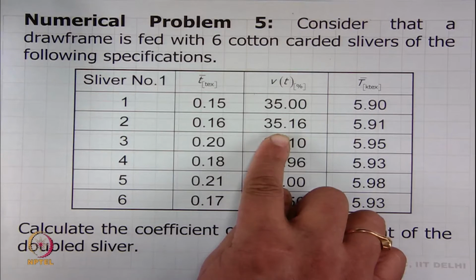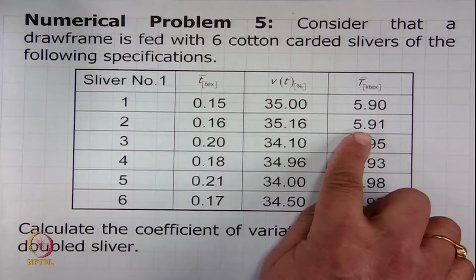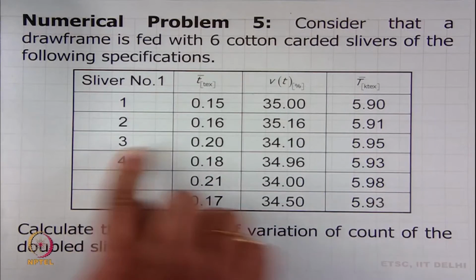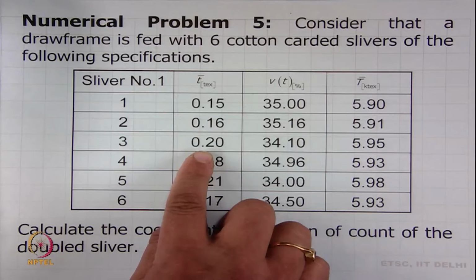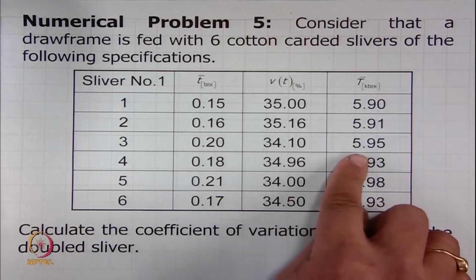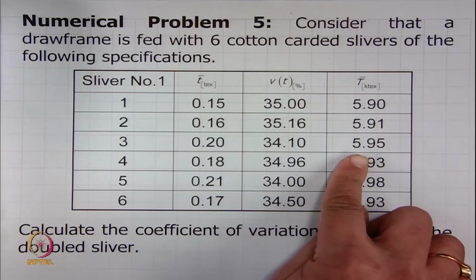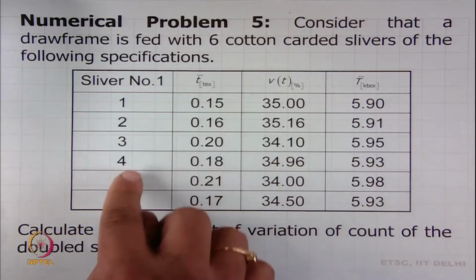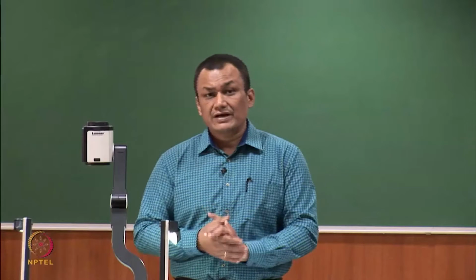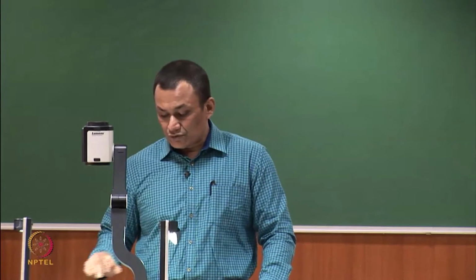CV of fiber fineness 35.16% and mean sliver fineness 5.91 ktex. Third sliver is different from 1 and 2: mean fiber fineness 0.20 ktex, CV of fiber fineness 34.10% and mean sliver fineness 5.95 ktex. Similarly, all other slivers are different. These 6 different slivers are fed in a drawframe and as a result we double them and obtain one double sliver. You need to find out the CV of count of the double sliver.